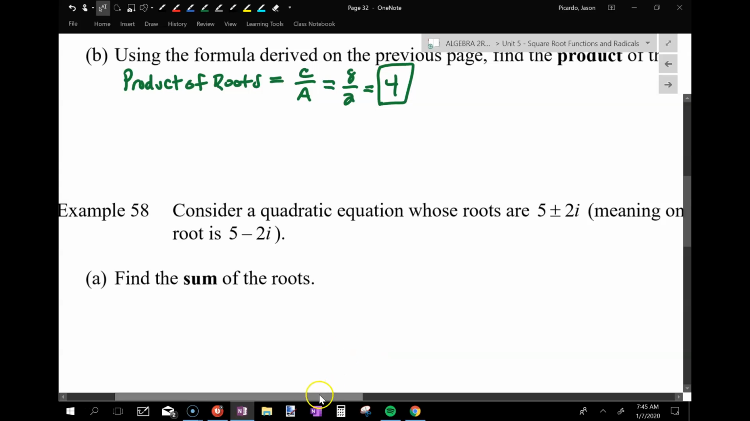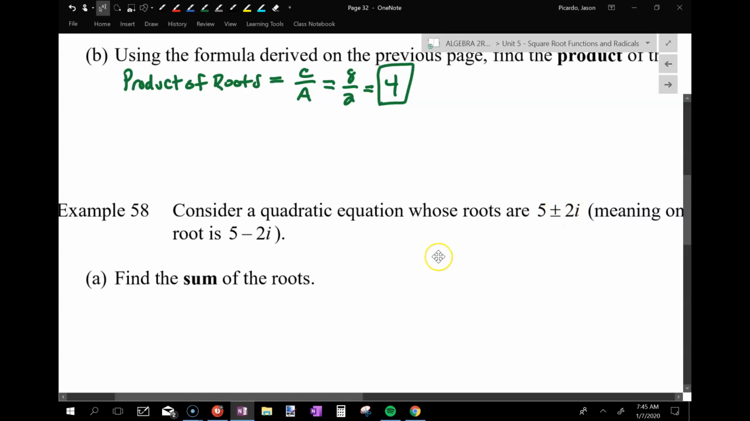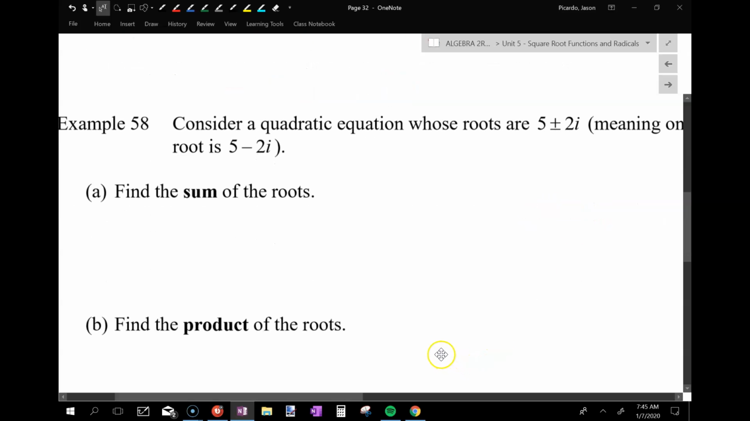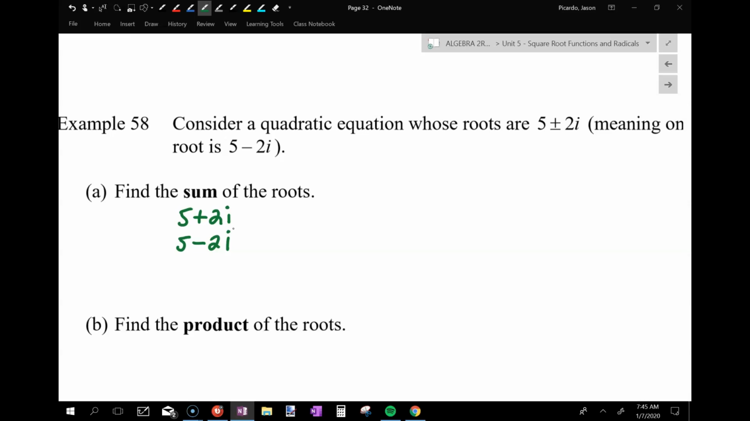So what kind of things can I do? Well, here's one of them. Here I'm going to tell you these are the roots, right? You have 2 roots in a quadratic, 5 plus or minus 2i. By the way, would the quadratic with these roots ever cross the x-axis? No, right? Find the sum of the roots. So I have a root of 5 plus 2i. I have a root of 5 minus 2i. Those are my 2 roots, right?